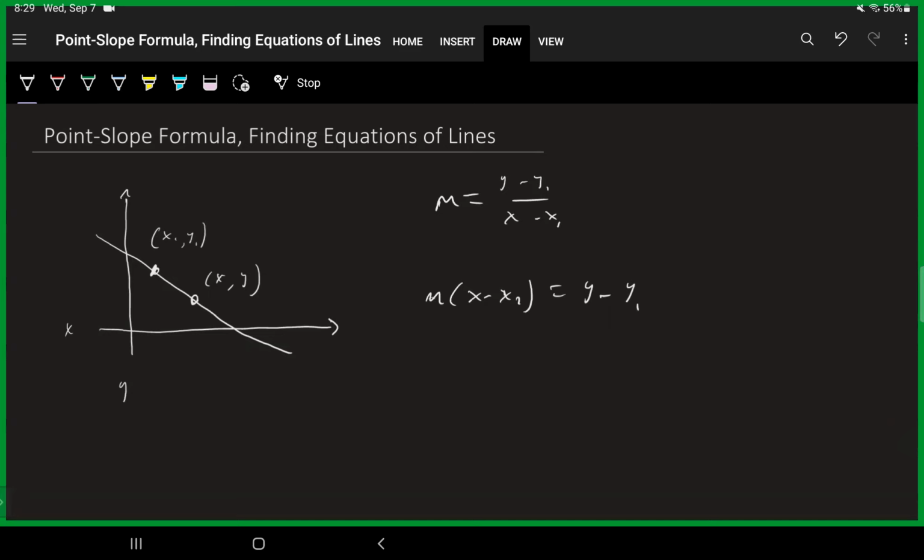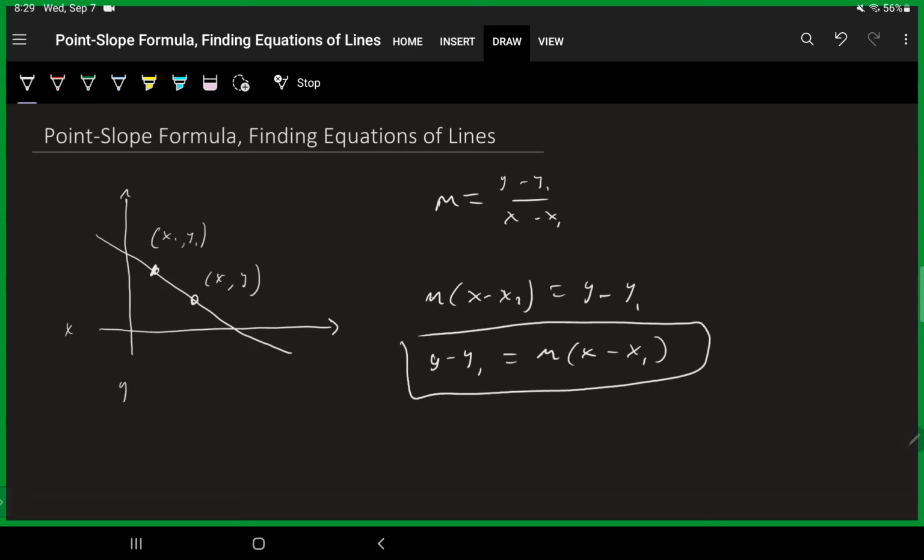And if I switch the order to y minus y1 is m times x minus x1, I get this formula that many of us have probably seen in a previous math class, and that is the slope intercept. I'm sorry, the point slope formula. And you're going to need to memorize that. So let's talk about how to use this.